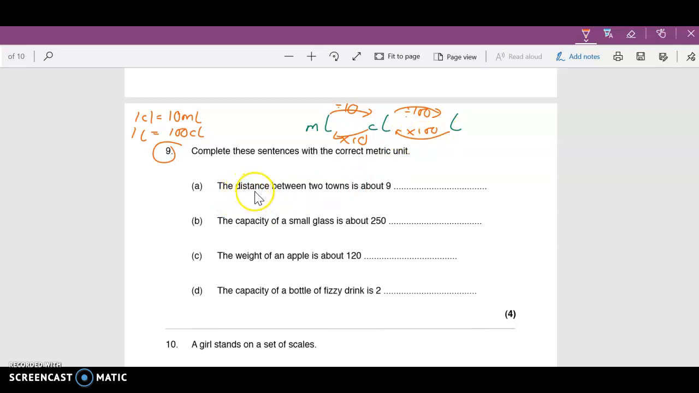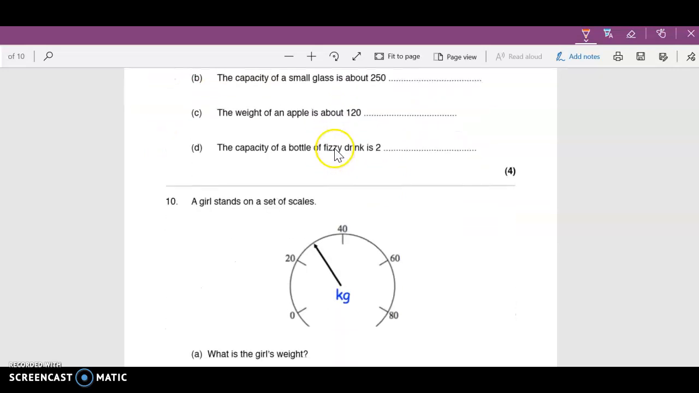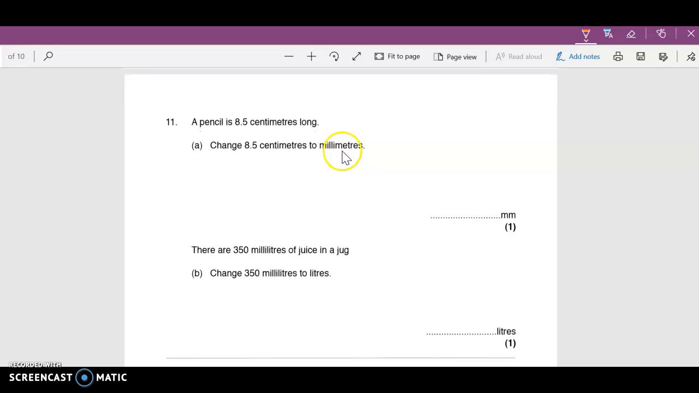I'm going to leave the first one because that's an estimate as to distances, but now I'm looking at the capacity here for this glass. The capacity of a small glass is 250, and it could be milliliters, or it could be a big glass which is centiliters.